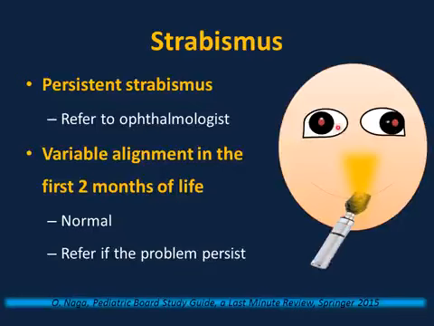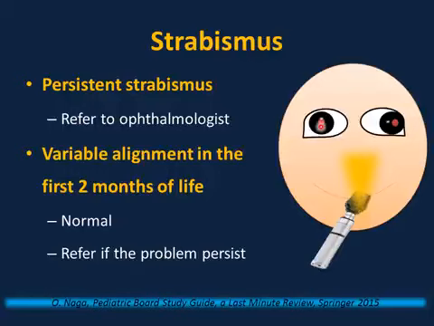Stand 2 feet away from both eyes in the center and direct the light to both eyes. The light reflex should be centered in both pupils equally. If it's deviated, like in this example, this is abnormal. If this problem is persistent, refer to a pediatric ophthalmologist. Variable alignment in the first 2 months of life is normal, and most infants will outgrow it with no treatment. If this problem persists beyond this time, refer to a pediatric ophthalmologist.